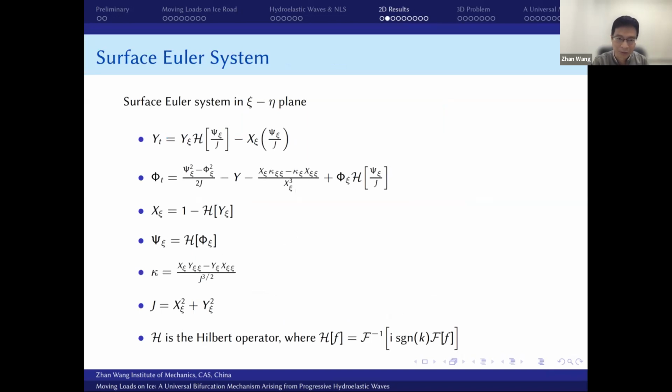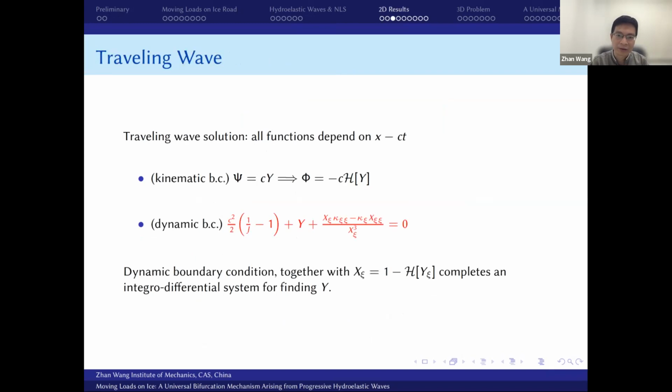I don't want to go into details, a lot of people know that. So if you want to find the traveling waves, the scheme is even simpler because it just becomes a single equation.